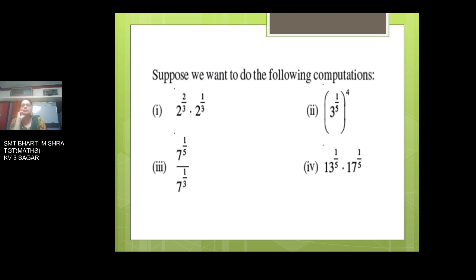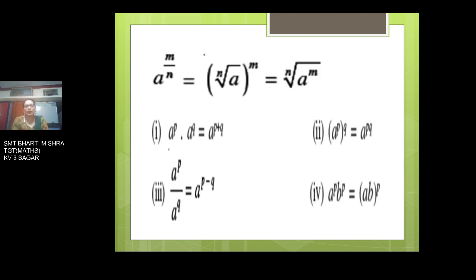In the second part, we have 3 to the power 1 upon 5 whole raised to the power 4, and the resultant comes to be 3 to the power 4 upon 5. Now in the third part, we have 7 to the power 1 upon 5 and 7 to the power 1 upon 3. So bases are the same, but there is division. So 1 upon 3 will be subtracted from 1 upon 5. And in the fourth part, 13 and 17 have got the same exponent, and hence 13 will be multiplied by 17 and the common exponent will be 1 upon 5.